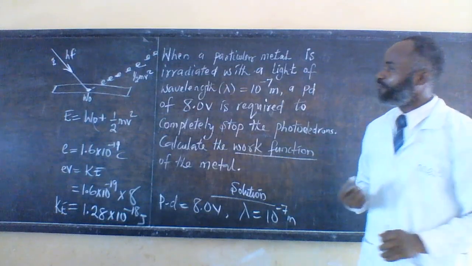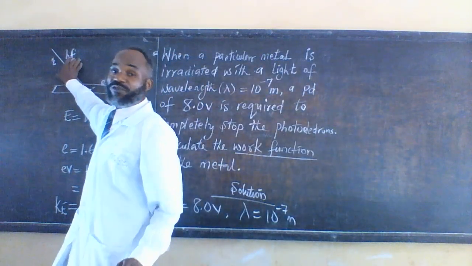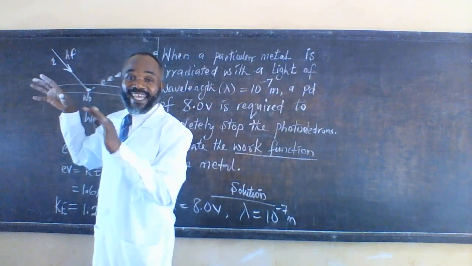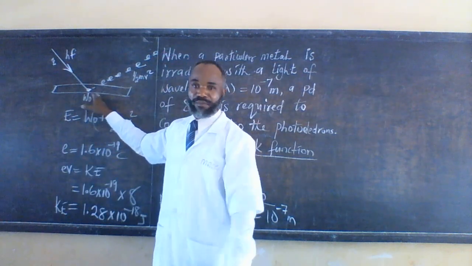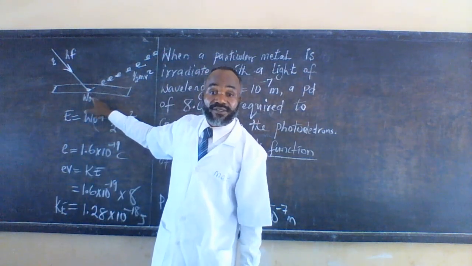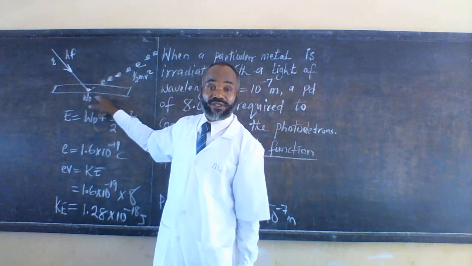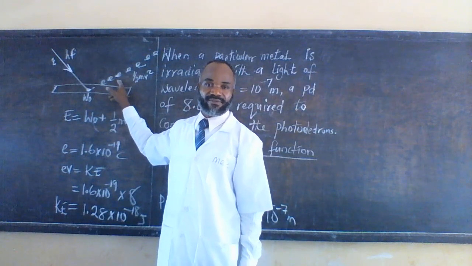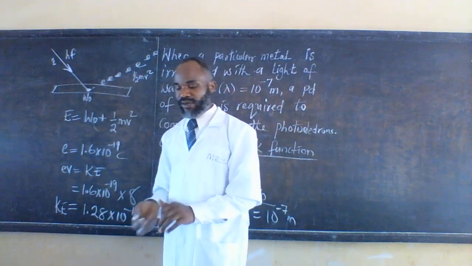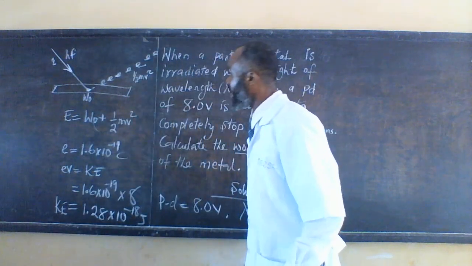Then the next thing for us is to calculate the energy of the photon, the light incident on the surface of the metal that causes the emission of these electrons. That's what it means. So for us to do that, we need to calculate this.